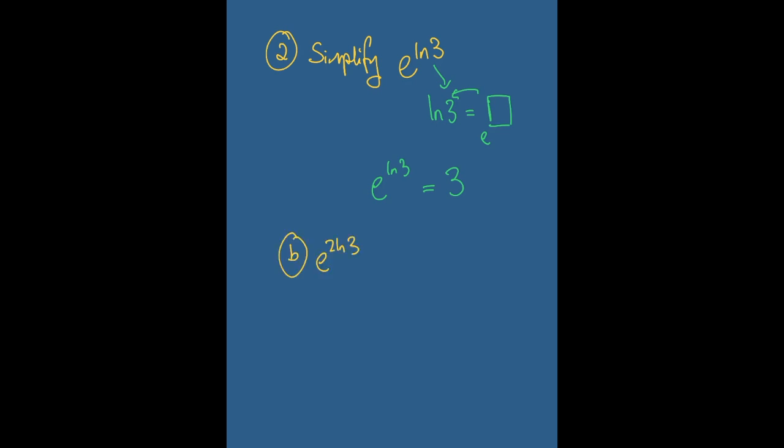This question is asking me for e to the power of 2 natural log 3. Well, we know from our log laws that this is the same as this, which is the same as this. So it's asking us, what is e to the natural log of 9? Well, that's just going to equal 9.